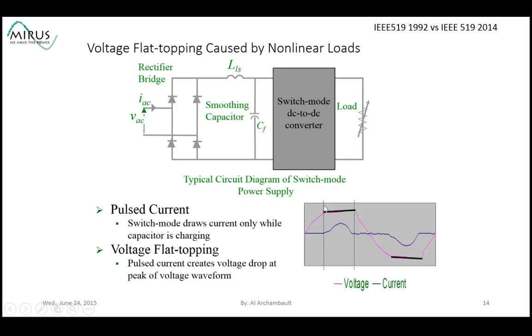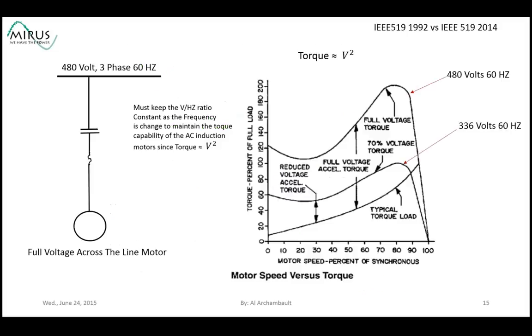Now, remember, the pulsing current distorts the voltage. So if your building has thousands of these little power supplies in it, you can distort the voltage in the whole building. That's the other negative thing that pulsing currents do. So pulsing currents increase eddy current losses and I²R losses in your electrical delivery system, and they distort your system voltage.